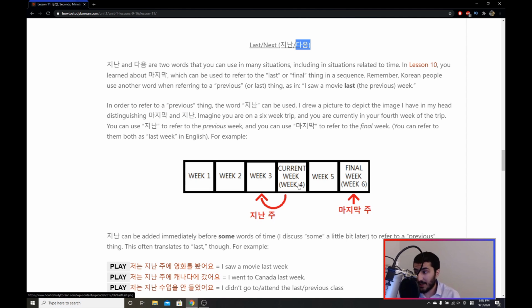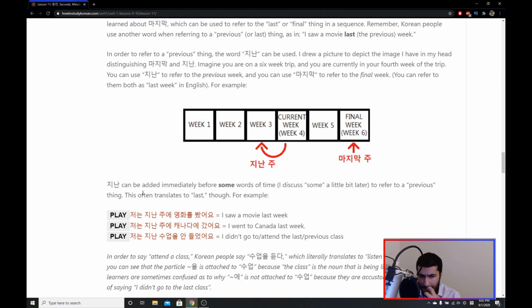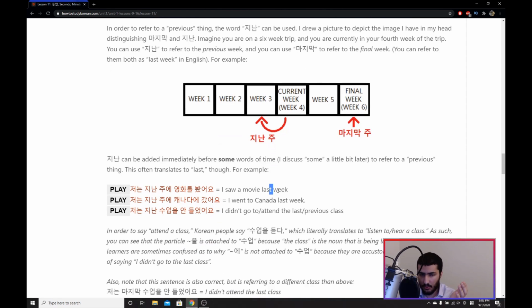If you want to say, oh, last week I saw a bird, you'd say 지난주, last week, the previous one. Now, if you want to say the last week of my school is the worst week, or something like that, then that would be the final week. So 마지막 주. Okay. 지난 can be added immediately before some words to refer to previous thing. This often translates to last, like last week, 지난주에. 지난주에, these are all 지난 수업. See? I said 다음 수업, almost the same thing.